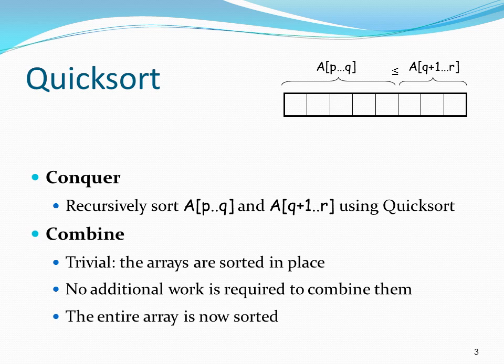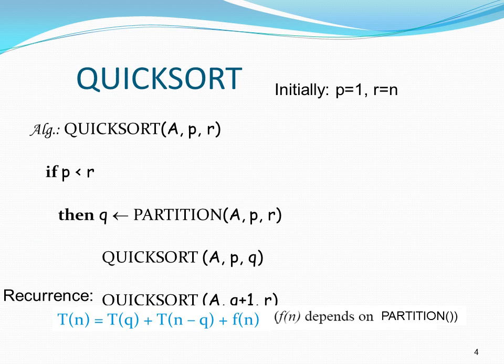Conquer: we recursively sort A of P to Q and A of Q plus 1 to R using quicksort. Combine: the arrays are sorted and no additional work is required to combine them. The entire array is sorted.